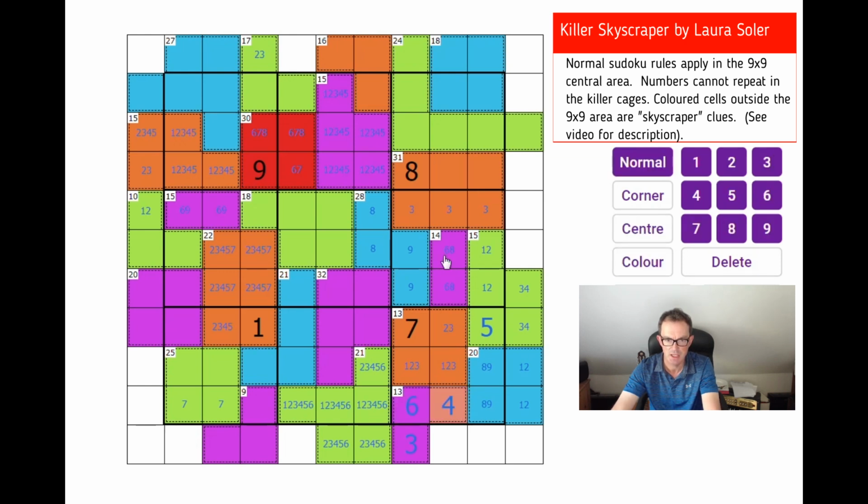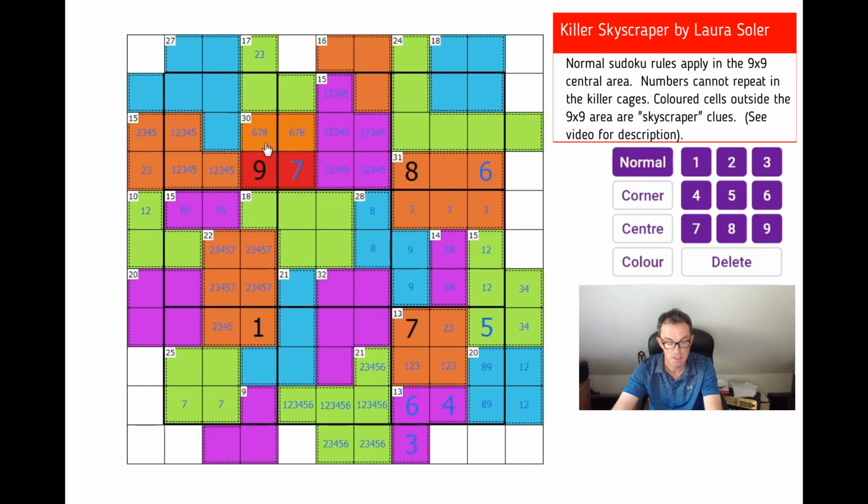That's a 4. Does that help? I'm not sure. Let me just think about that. None of these squares can be a 6 because of the 6 already in the block. Is it possible one of these two squares is not a 6? Because there's no 9, we'd have 8, 7, 5, 4, 3, 2. No, that's not enough. So there is a 6 in the 31 cage, and it must therefore go here. It's the only place it can go.